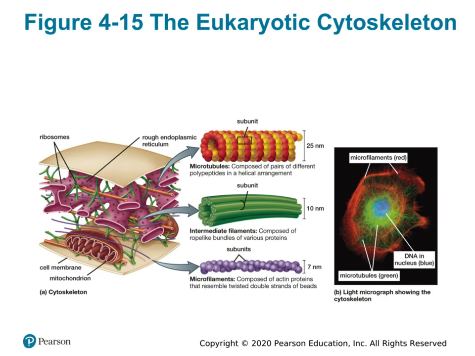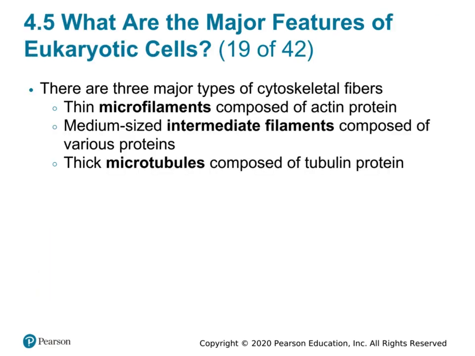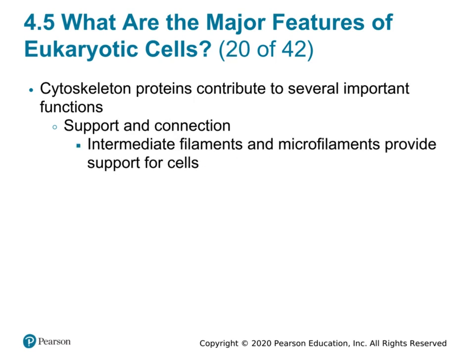We've actually already taken a quick look at them. They include the big, thick microtubules made up of different tubulin subunits. You have the intermediate filaments that are intermediate in size, and you have the microfilaments made up of actin proteins that resemble kind of a twisted double strand of beads. And the microfilaments, intermediate filaments, and thick microtubules are the three major types of cytoskeletal elements.